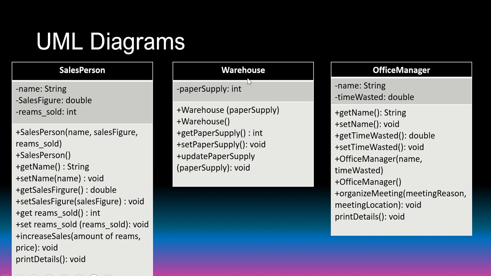So if the warehouse class or the salesperson class or the office manager class has a public method, that means those methods can be accessed by another class. So I suggest you take a quick screenshot of this UML diagram so that you can reflect back on it as we begin writing the code for each of our three classes. So I'll give you a second to do that, and then I'm going to switch over to IntelliJ.